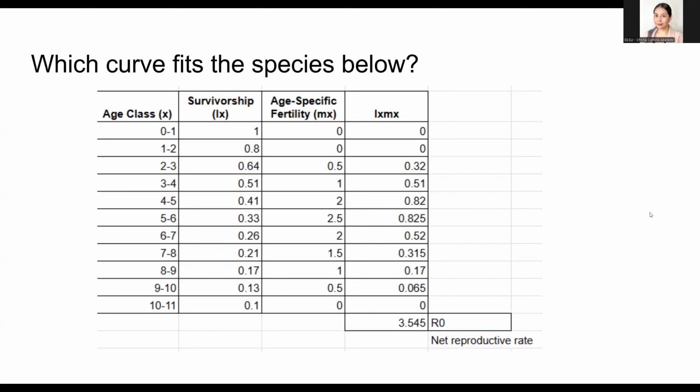RC, go ahead. My question lang po is, which do we use to determine peak reproduction? Is it a maximum of MX or a maximum of LXMX? LXMX. Thank you po. Sure.